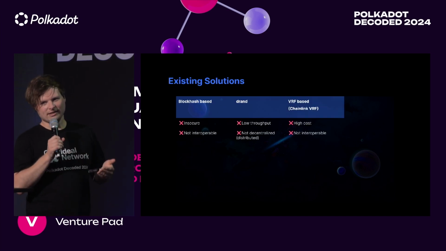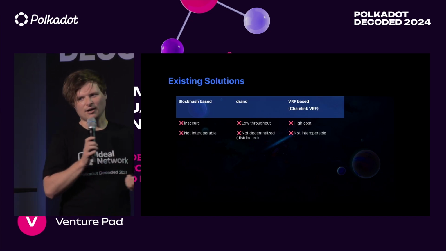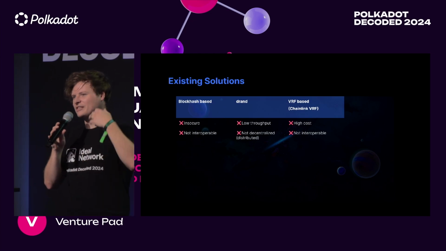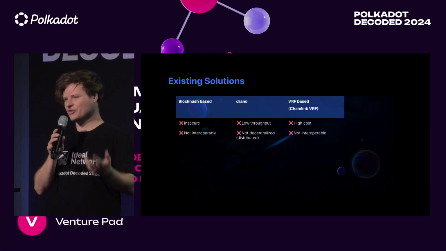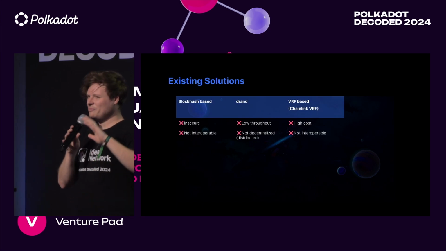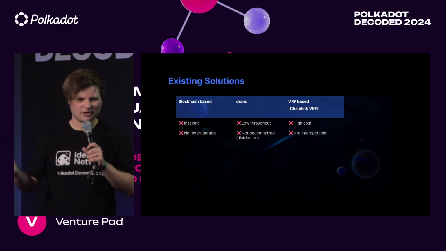Beyond this, more recently has been the proliferation of VRF-based solutions. That's a verifiable random function. Along with these, we have things like Chainlink, Supra. Also within Polkadot's consensus, Babe uses a VRF. Near Protocol uses a VRF, and a lot more. But the problem is they're not interoperable generally.